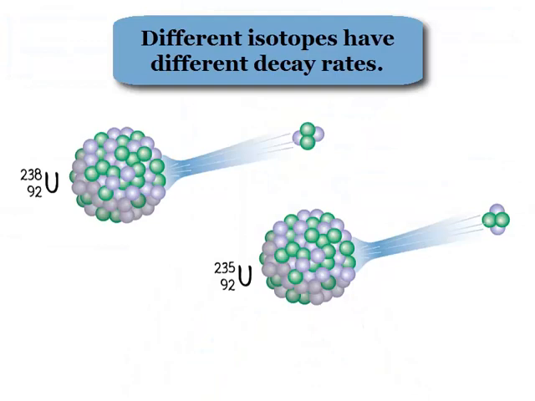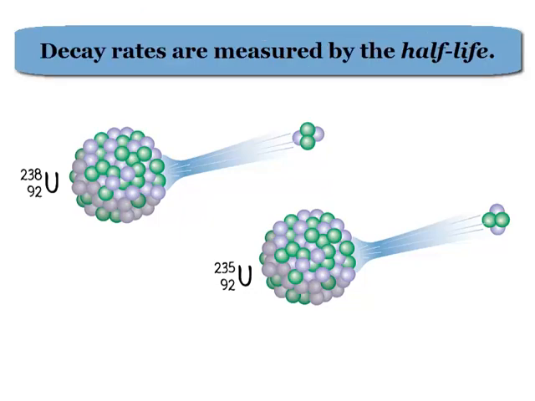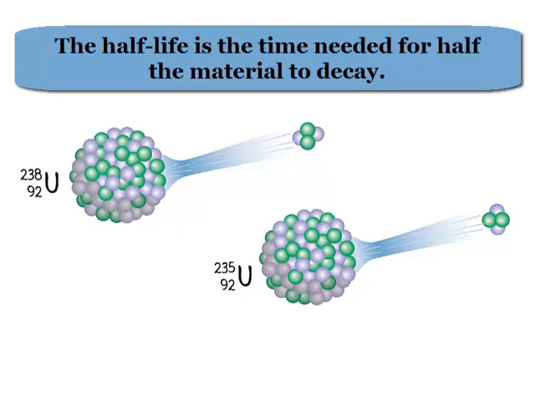Since some radioactive nuclei are more stable than others, they decay at different rates. A relatively stable isotope will decay slowly, while an unstable isotope will decay in a shorter period of time. The radioactive decay rate is measured in terms of a characteristic time, the half-life. The half-life of a radioactive material is the time needed for half the radioactive atoms to decay.